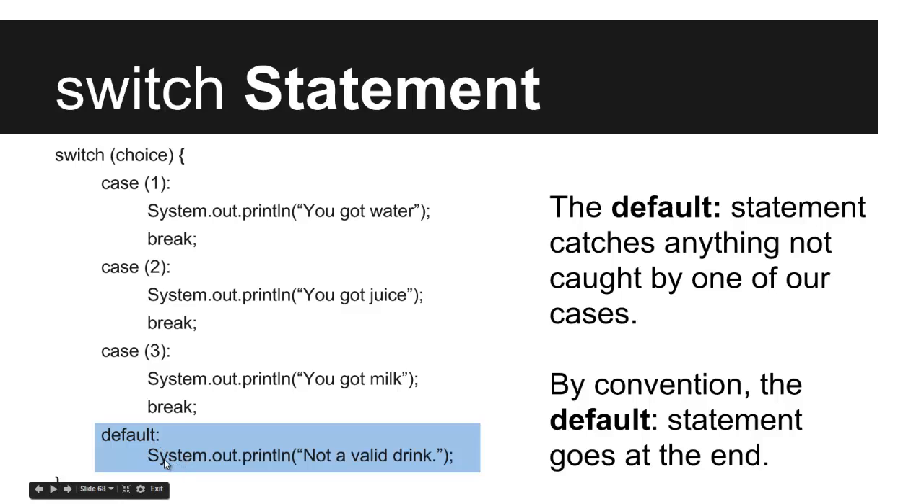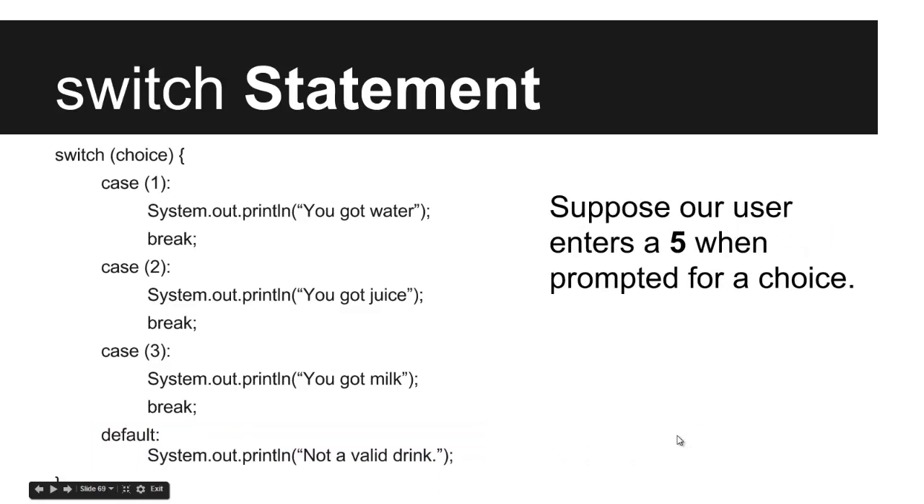By convention, we put the default at the very end of our switch, so we don't need a break at the end of that, because then we just skip down a single line. But you can put your default really wherever you want. You just have to make sure that you're really careful about how you break.